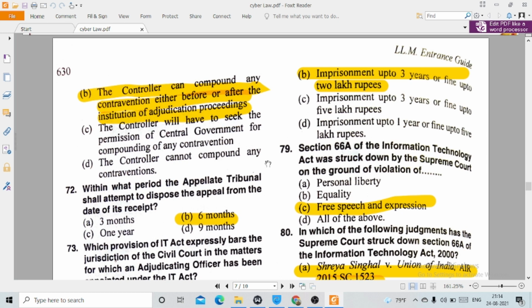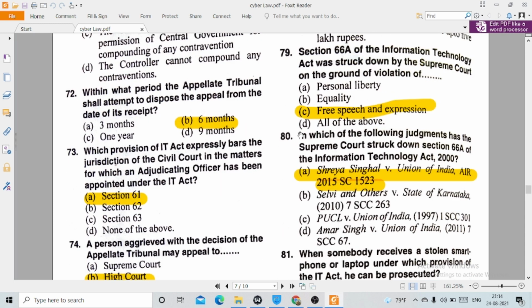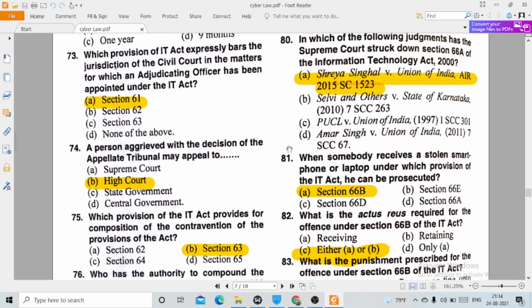Question number 72. Within what period the appellate tribunal shall attempt to dispose the appeal from the date of its receipt? Option number B, 6 months. 73. Which provision of IT Act expressly bars the jurisdiction of the civil court in the matters for which an adjudicating officer has been appointed under the IT Act? This is option number A, section 61. So under section 61, it actually bars the jurisdiction of the civil court in the matters for which an adjudicating officer has been empowered. Question number 74.